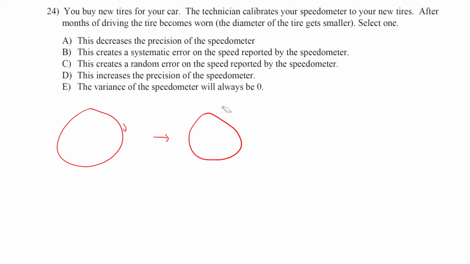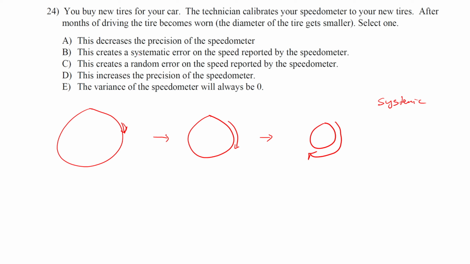in order to cover the same distance, it has to rotate faster. In fact, as it wears even more, it has to rotate even faster. So notice that it goes a speed, faster, faster. It never goes slower. It will never have to rotate slower to get the same speed, right? So that's a systematic error, always in one direction, okay?